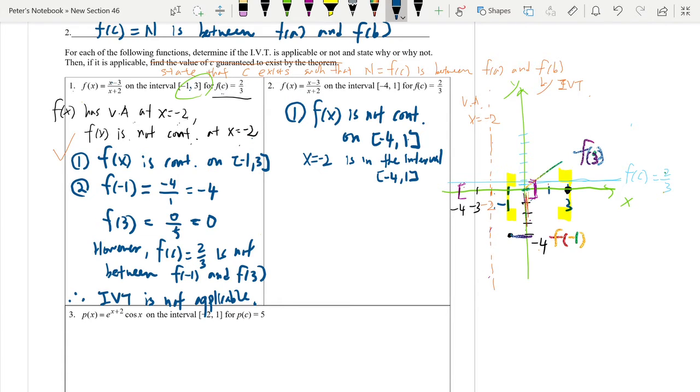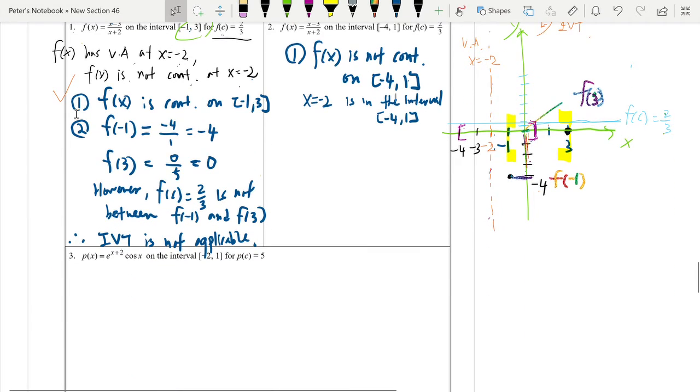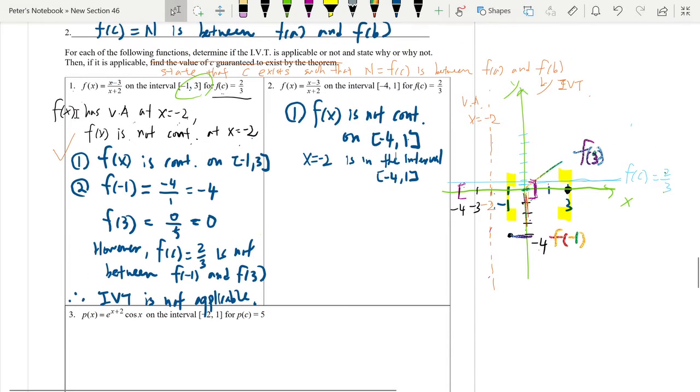So right off the bat, we know, oh, this doesn't work. So this is really the end of the story. You can say, oh, from the first step already, it fails. So you can say IVT is not applicable right away. So you can call it a day.